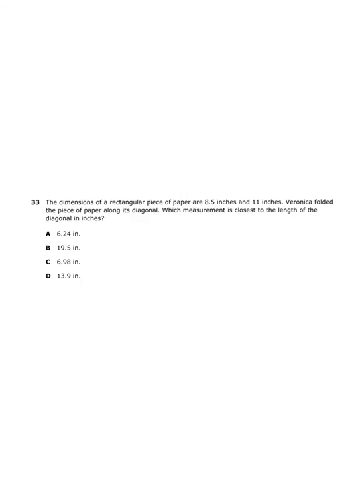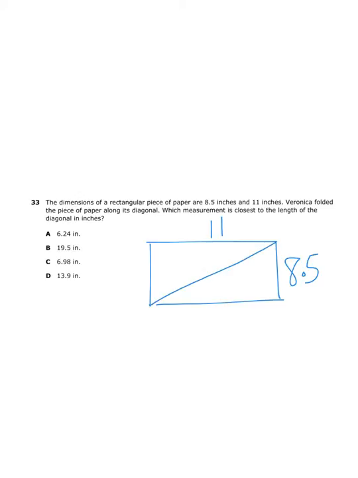The dimensions of a rectangular piece of paper are 8.5 inches and 11 inches. So draw a rectangle, 8.5 inches and 11 inches. Veronica folded the piece of paper along its diagonal. So she folded it on the diagonal. Which measurement is closest to the length of the diagonal?